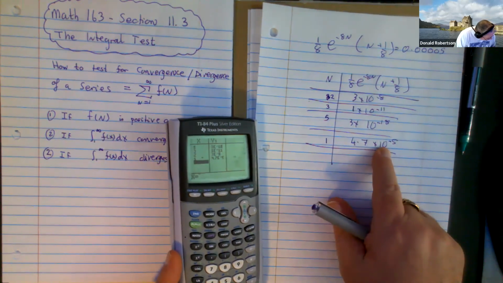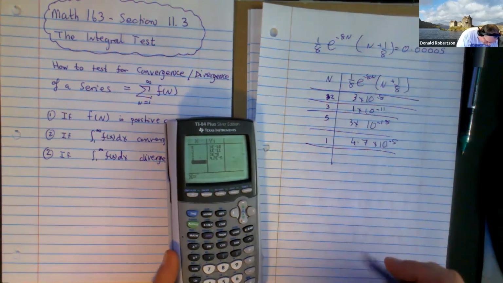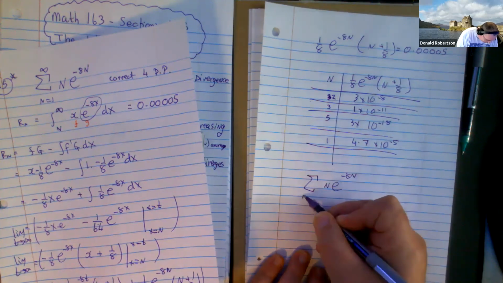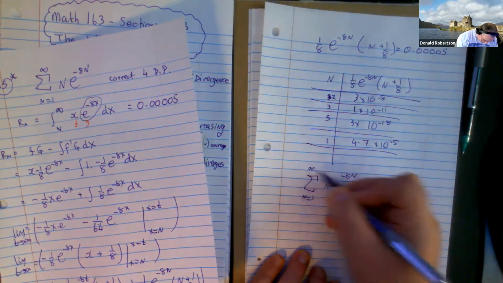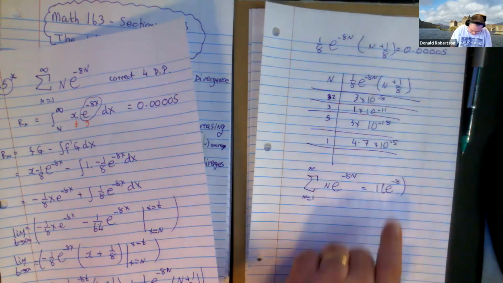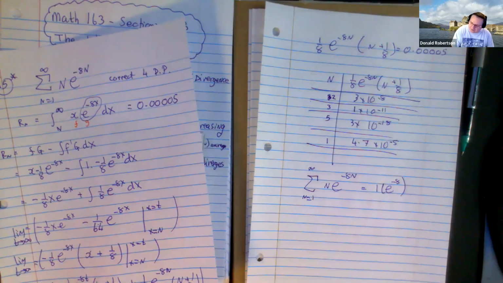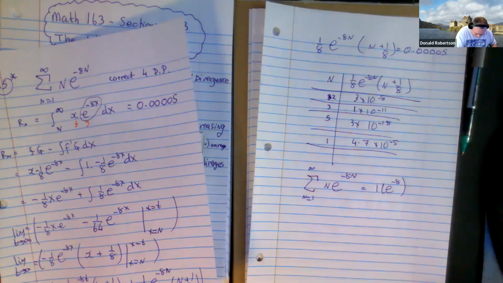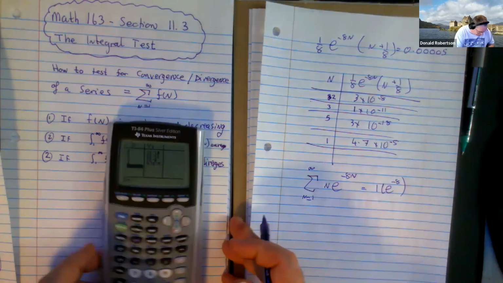So what was the original one that we had? It was this guy. So if you want to do the series n e to the negative 8n, starting at 1 and going to infinity, you only need the first term. That guy. And whatever that comes to, it's good to 4 decimal places. So I'm interested to find out what that guy is equal to.